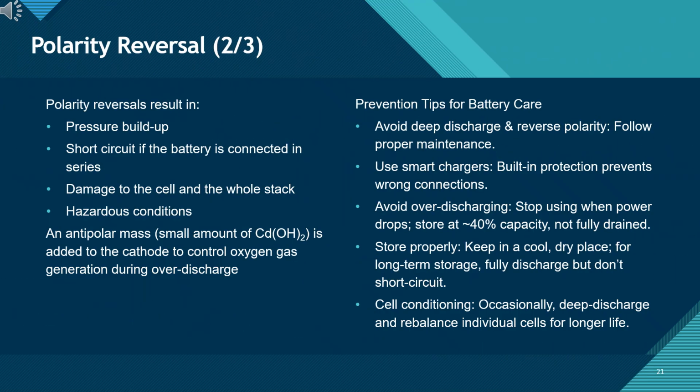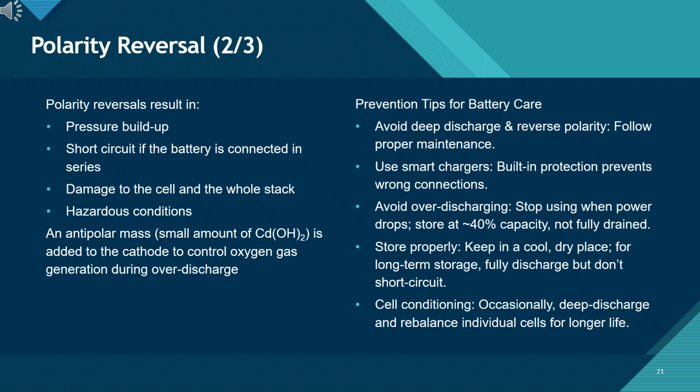When a polarity reversal happens, it's not just a minor issue. It can create serious problems inside the battery stack. If one weaker cell in a series string gets pushed too far, it can flip its polarity. This leads to pressure buildup, potential short circuits, and, in the worst case, damage to the entire battery pack.